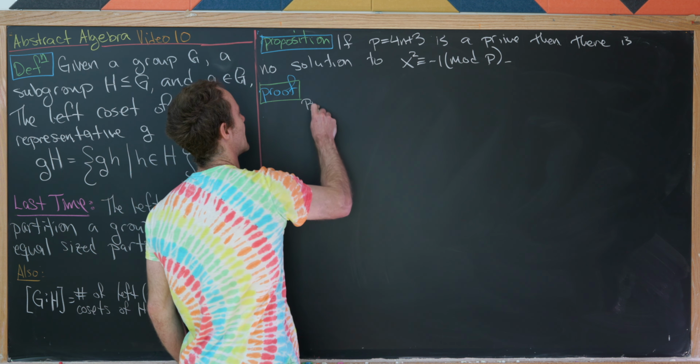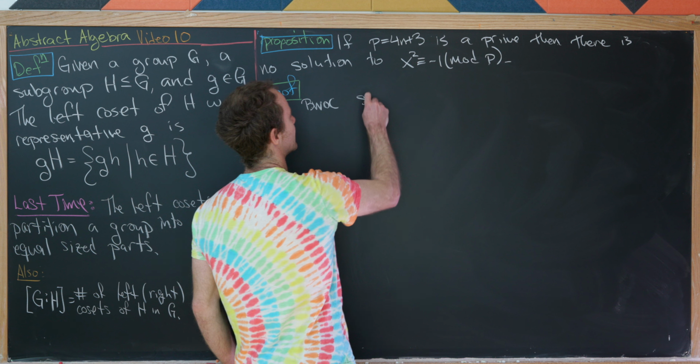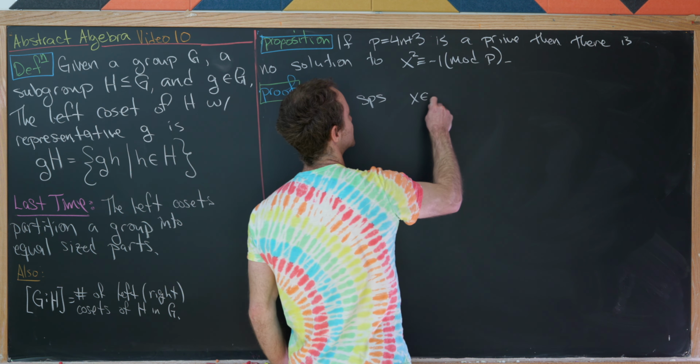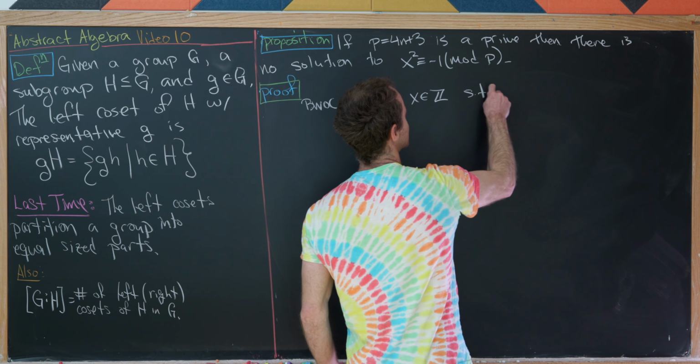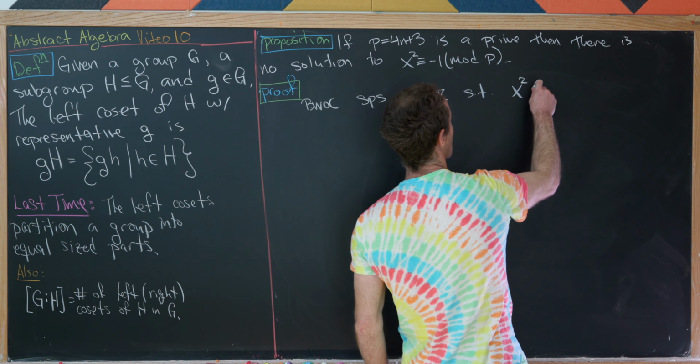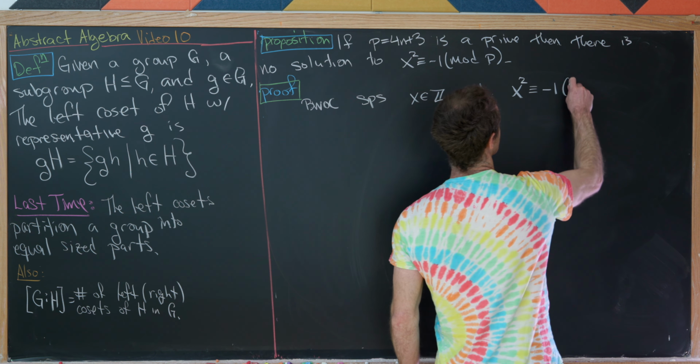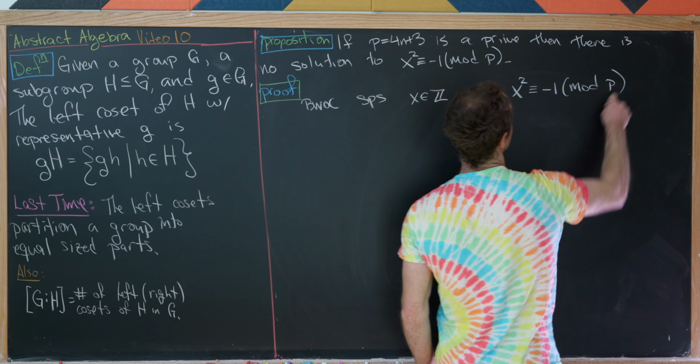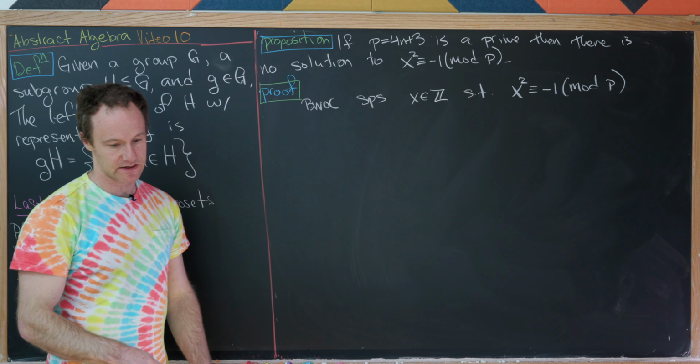Okay, so let's get to this. We're going to do this by way of contradiction. So by way of contradiction, let's suppose that we have an integer x such that indeed x squared is congruent to minus 1 modulo p. Okay, nice.